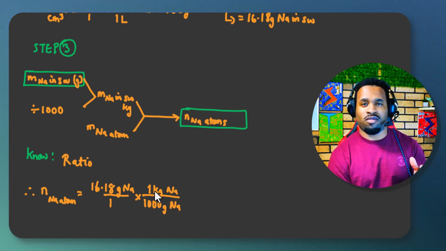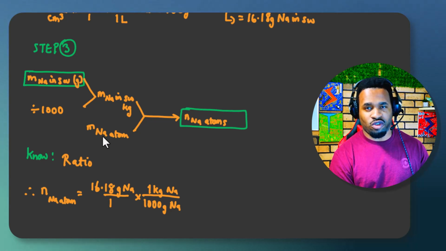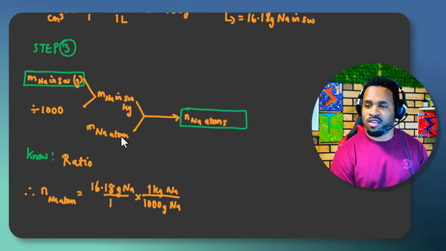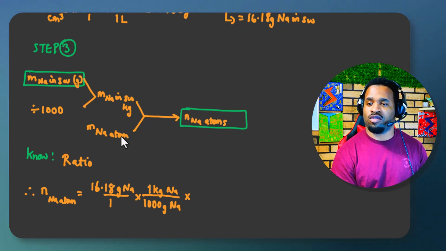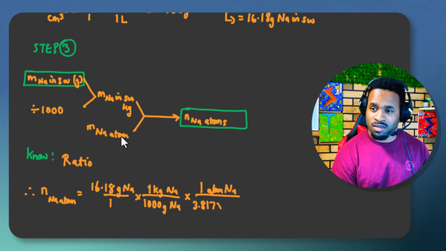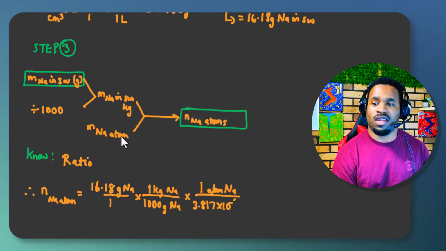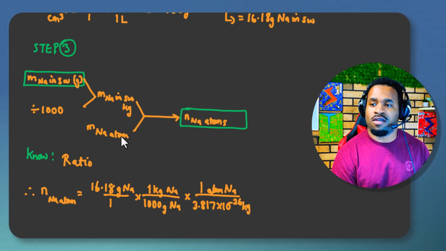Now we want to move on to the next process, which is incorporating the mass of our sodium atom. In this case, we have this multiplied by what was given in the question: for 1 atom of sodium, this is equal to what? A really small number, 3.817 times 10 to the power of negative 26 kilograms of sodium.